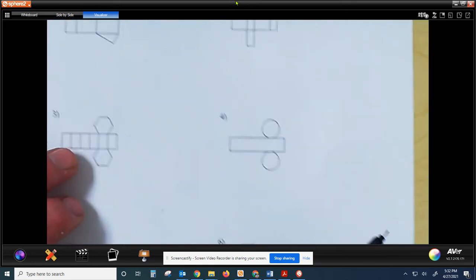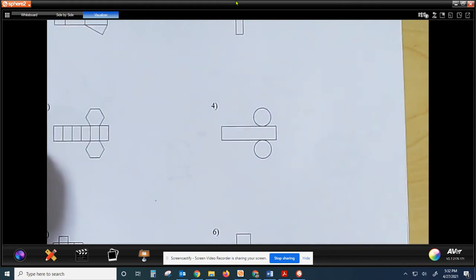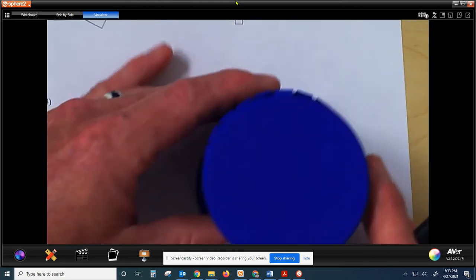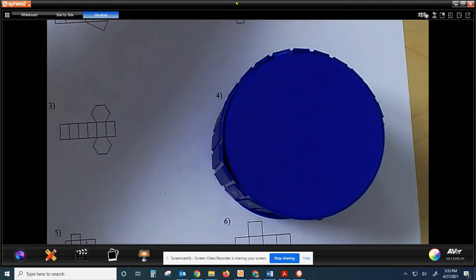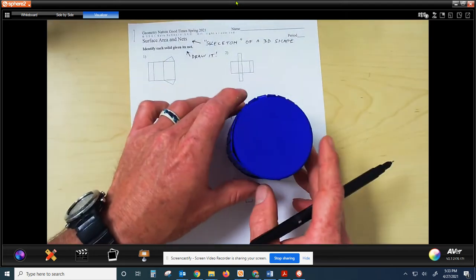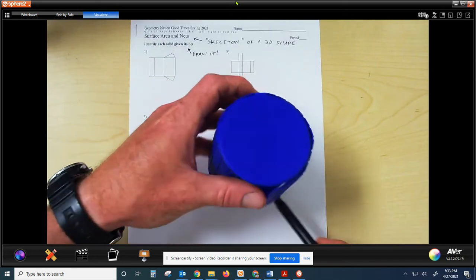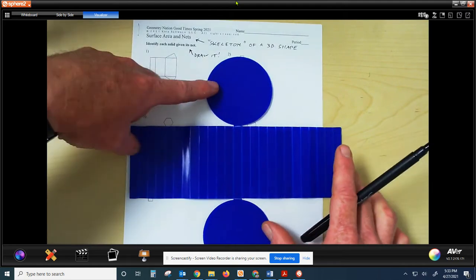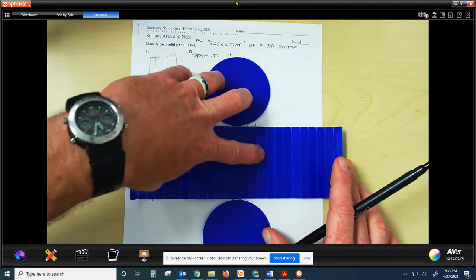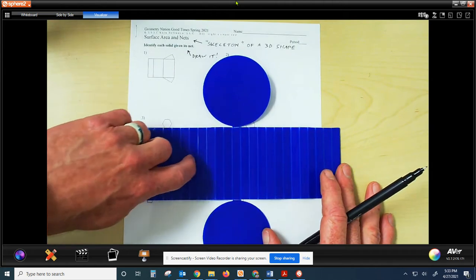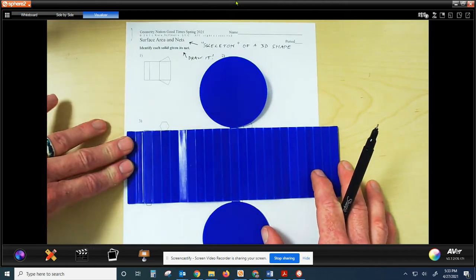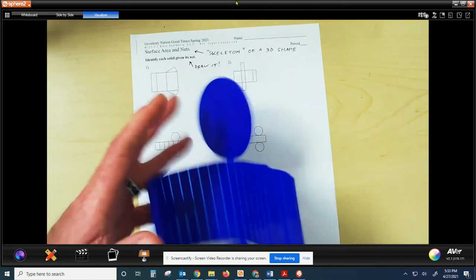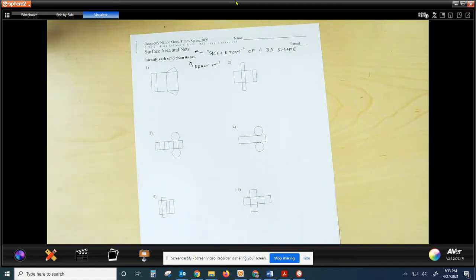I think that the cylinder is maybe the easiest one to understand first. So a cylinder, and here we have the blue cylinder. The net of a cylinder includes a circle on top and a circle on the bottom. And then when you expand the parts of the cylinder into a net, you have what turns into one long rectangle, which makes up the walls, the side of the cylinder. So I'm going to try to draw this one.